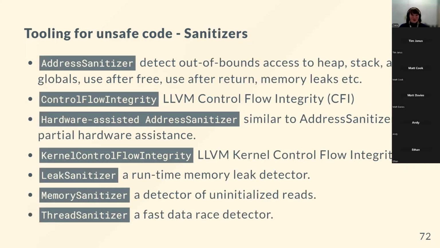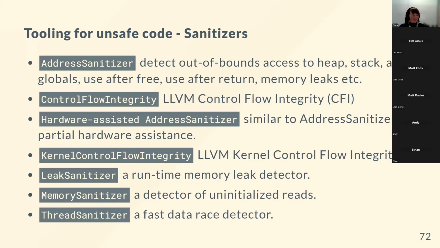There are also sanitizers at your disposal. If you're coming from a C++ background, you might be well familiar with a lot of these. These sanitizers can be used to detect out of bounds access to the heap, use after free, use after return, memory leaks, etc. There are also control flow integrity sanitizers. So these are the different sanitizers that you can use from Rust very easily: a hardware-assisted address sanitizer, kernel control flow integrity, leak sanitizer, memory sanitizer, and thread sanitizer.